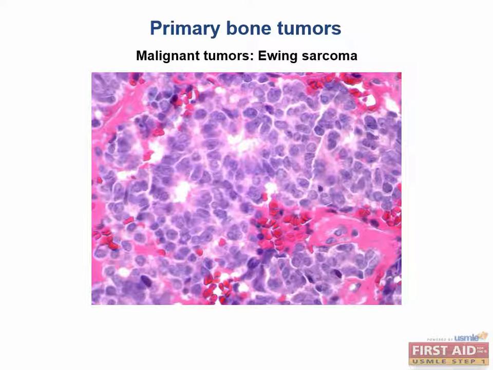The second malignant tumor to know is Ewing sarcoma. This is a type of tumor that's called a small blue cell tumor. This pathology shows sheets of small round blue cells in Homer-Wright rosettes. Do you recall what other tumors are described as small blue cell tumors? Neuroblastoma, medulloblastoma, retinoblastoma, and Wilms tumor.